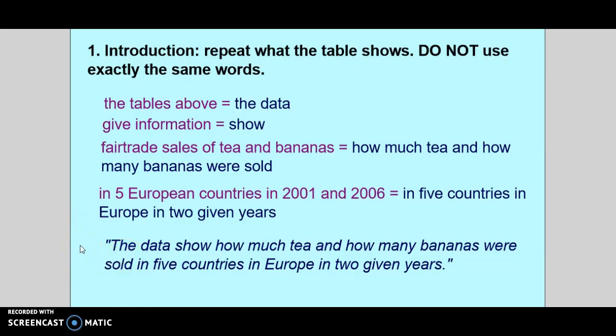The data show how much tea and how many bananas were sold in 5 countries in Europe in 2 given years. This is not the end of the introduction. This is a good introduction and it uses simple language, yes, but this is something that even lower intermediate students and intermediate students that normally have a band score 4.5 could easily do. Repeating, rephrasing, paraphrasing the introduction using synonyms.